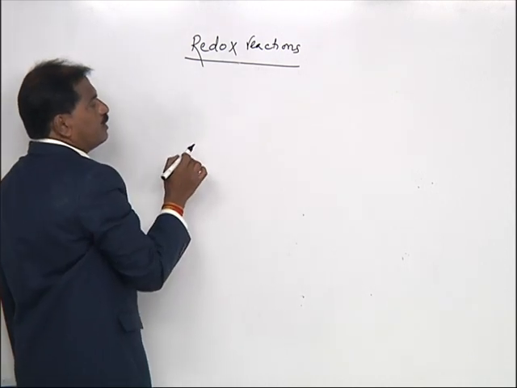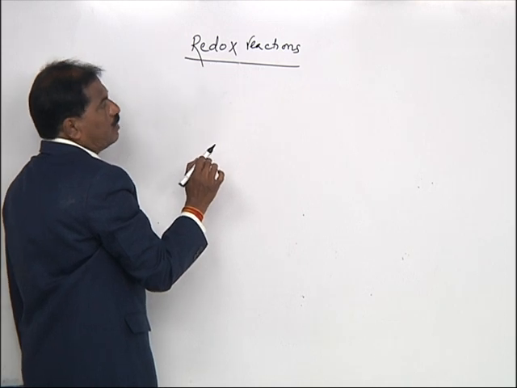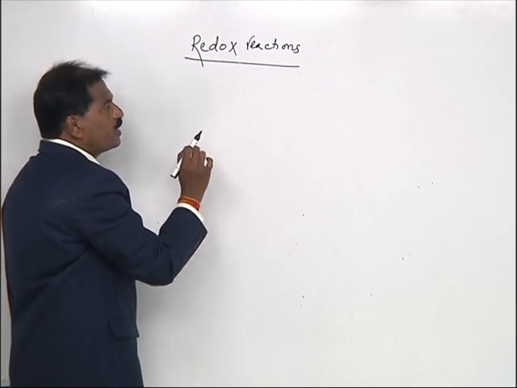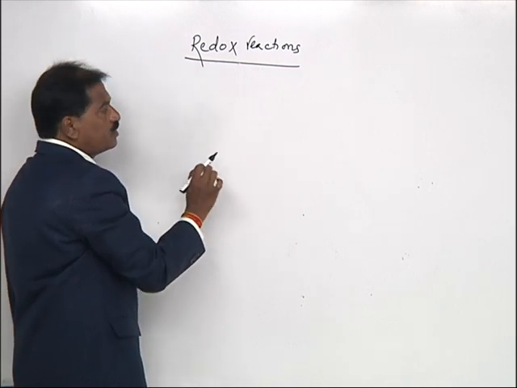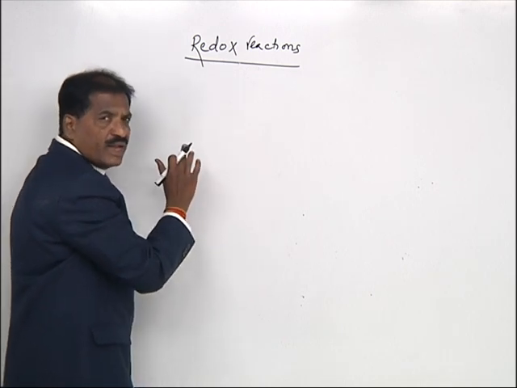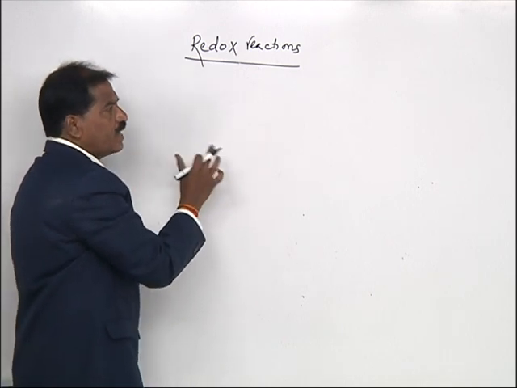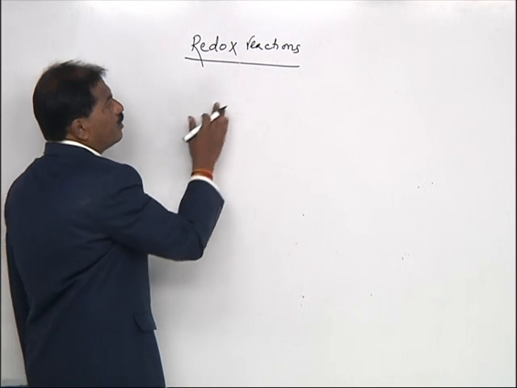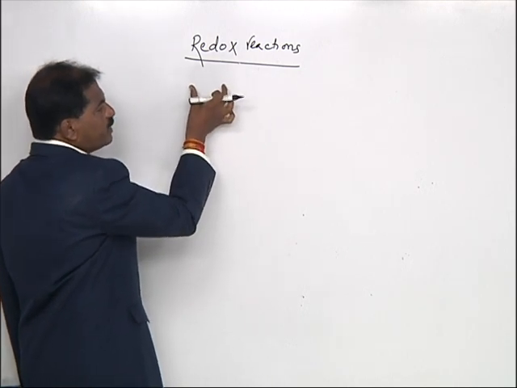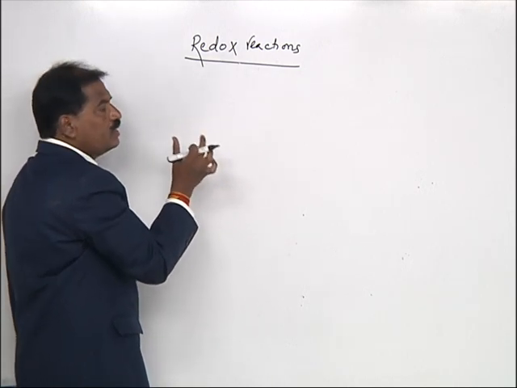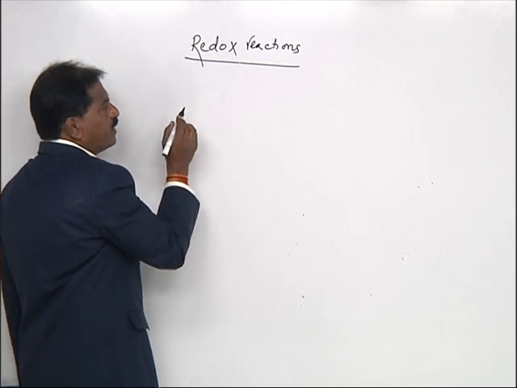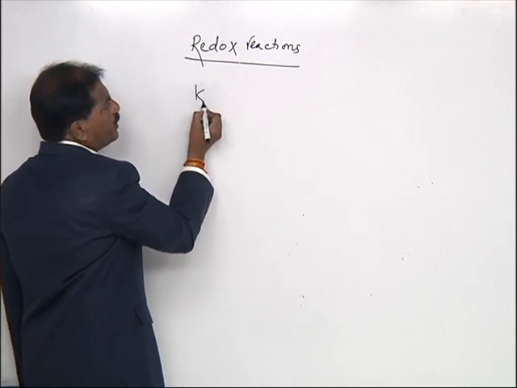Next, in every redox reaction, how to identify which will undergo oxidation, which will undergo reduction, which will act as the oxidizing agent, which will act as the reducing agent. So first, when a reactant is given, identify the oxidation state of the central atom. For example, KMnO4.